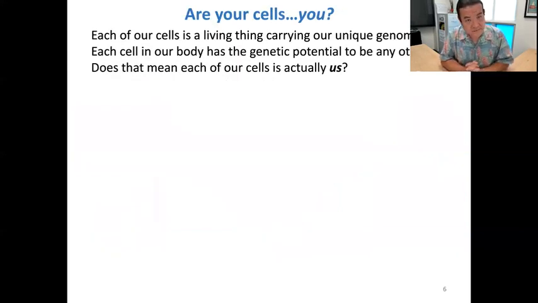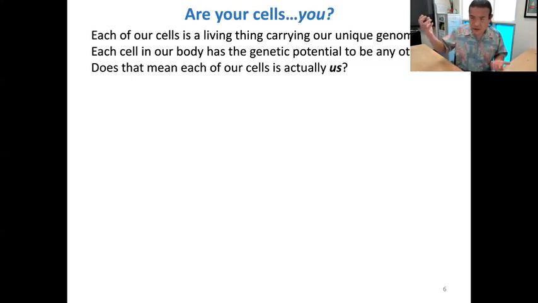This raises an interesting question. If a cell contains an exact copy of your complete genome, the human genome that you got from mom and the human genome from your dad, every nucleated cell in our body has that. And that provides the master blueprint that makes you, you. So does that mean a cell from your body is uniquely you? Each of our cells is a living thing and carries with it our own unique genome.